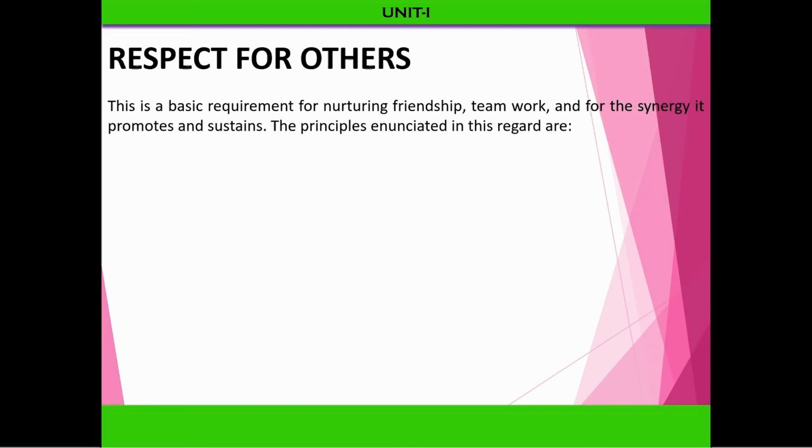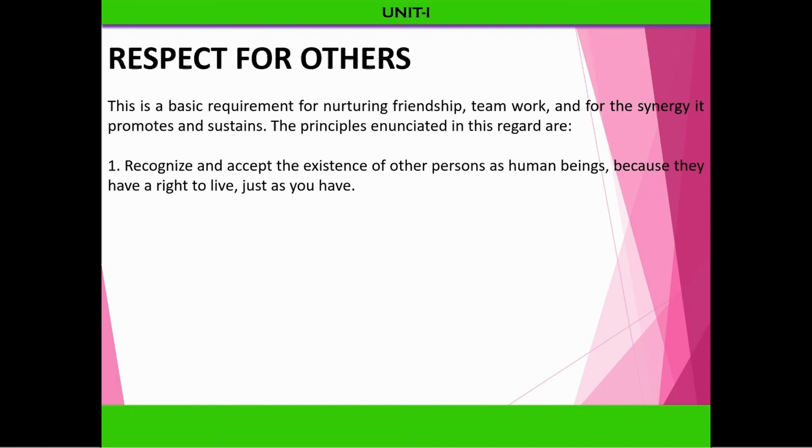Then respect for others. This is a basic requirement for nurturing friendship, teamwork, and synergy. It promotes and sustains them. The principles enunciated in this regard are: recognize and accept the existence of other persons as human beings. You have to respect other human beings as human beings because they have a right to live just as you do. So always you should respect others at any cost. Even the beggar, you need to respect.